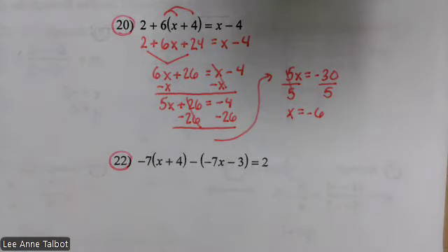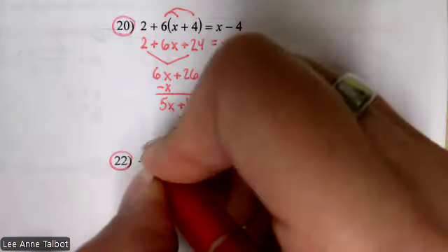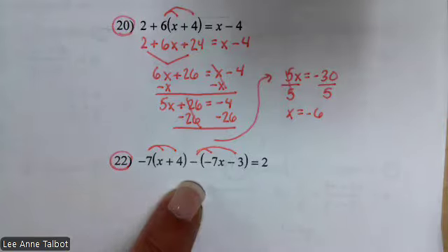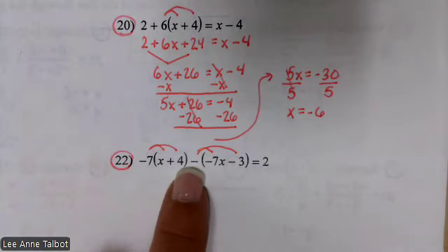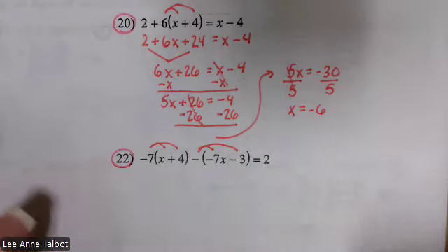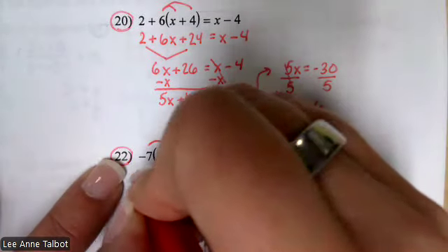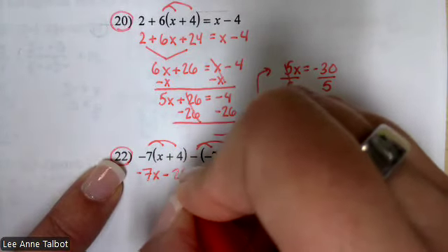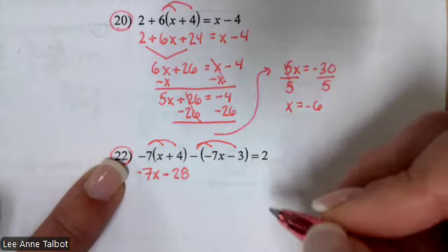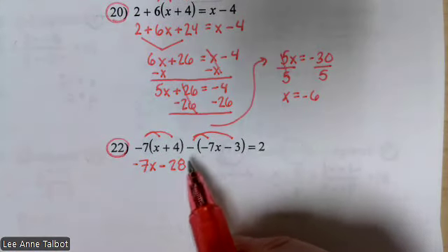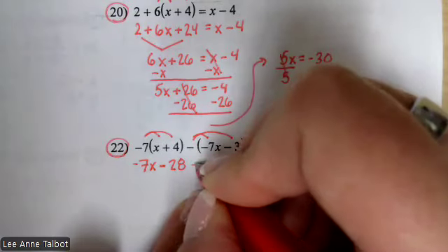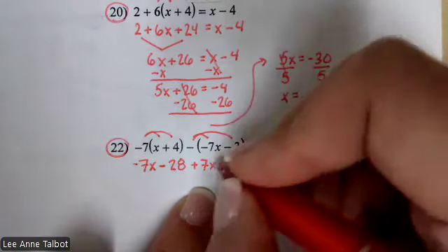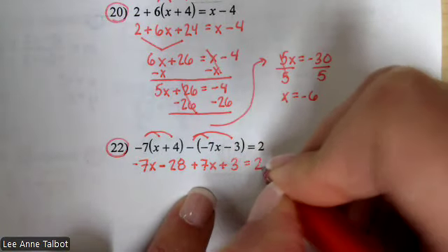Okay. All right. Now this guy. So I'm gonna distribute this, and I'm also going to distribute this. This one has double distribution, and I'm going to distribute the negative here on that part. So this is going to become -7x. -7 times 4 is -28. And then I have to be really careful here. Negative times a negative is a positive. So plus 7x. Negative times a negative is a positive. Plus 3 equals 2.